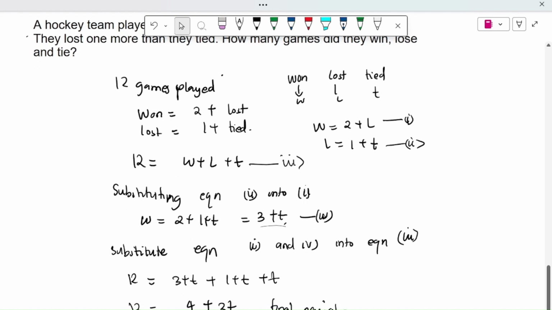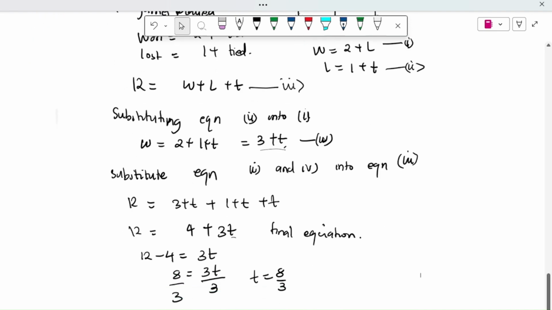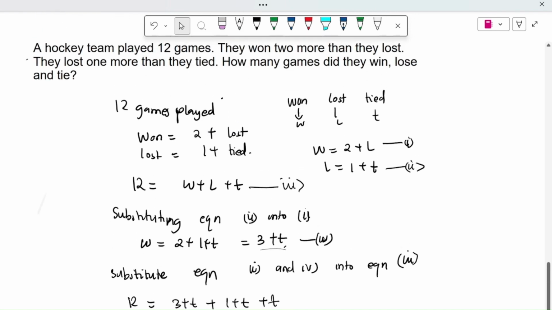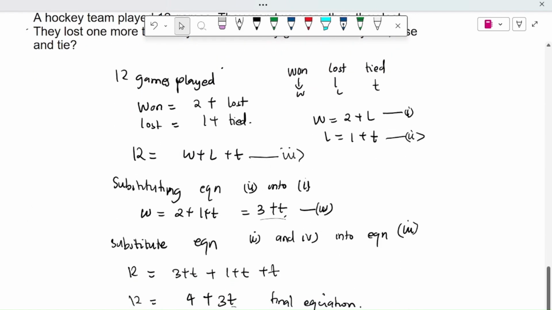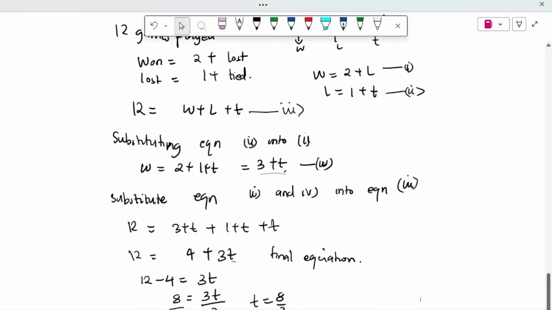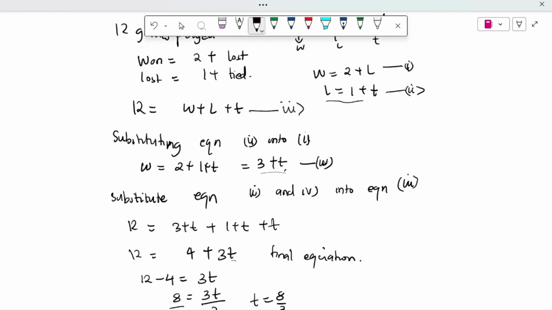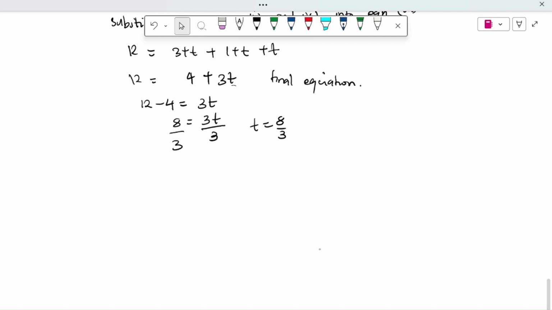How many games should we have won? How many games should we have lost? And how many games should have been tied? So we know that this can never be the value. So we have to solve how many. So I'm going to use this equation to get the correct information. So L plus 1 is equal to 1t. You know that cannot be true.